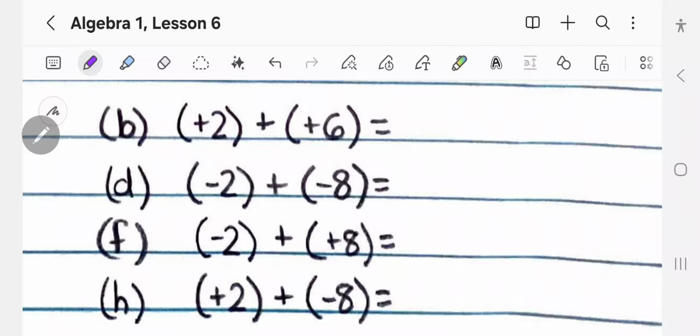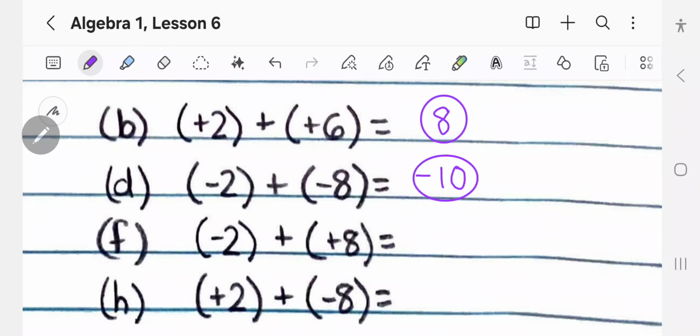With B, I've got +2 plus +6. Right 2 and then right 6 more. That's going to leave me at 8 and keep the same sign. D, left 2 and then left 8 more. Same sign, so I add them and keep the same sign.